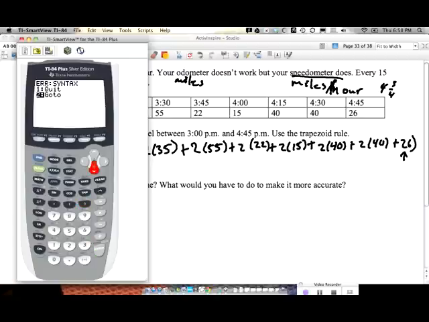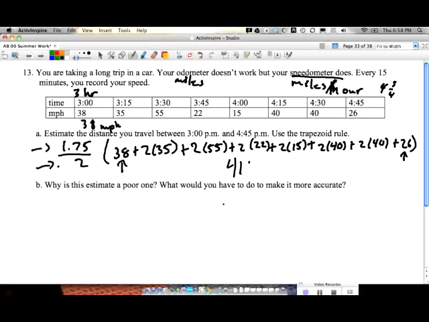Let's check it. Oh, I keep messing up on my typing somewhere. Where did we miss it? Oh, we got a double plus going on. That's weird. Let's delete one. 418.25. So it's saying that we went 418.25 miles in 1 3/4 hours.